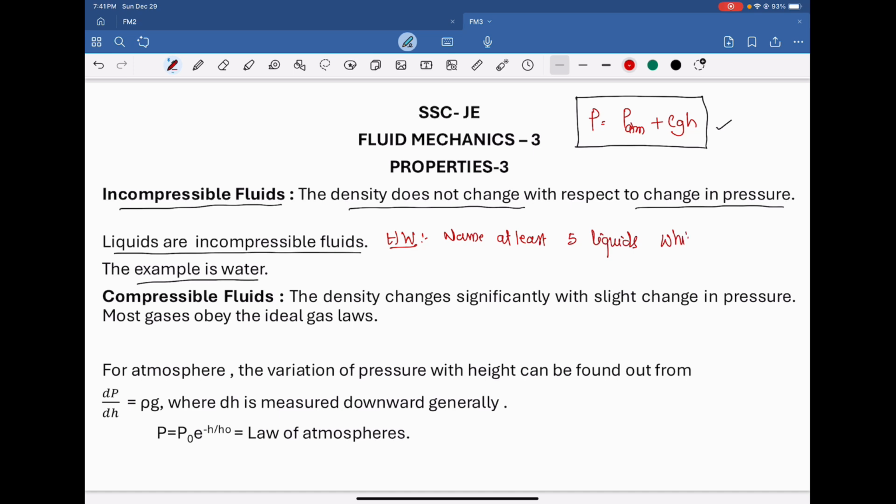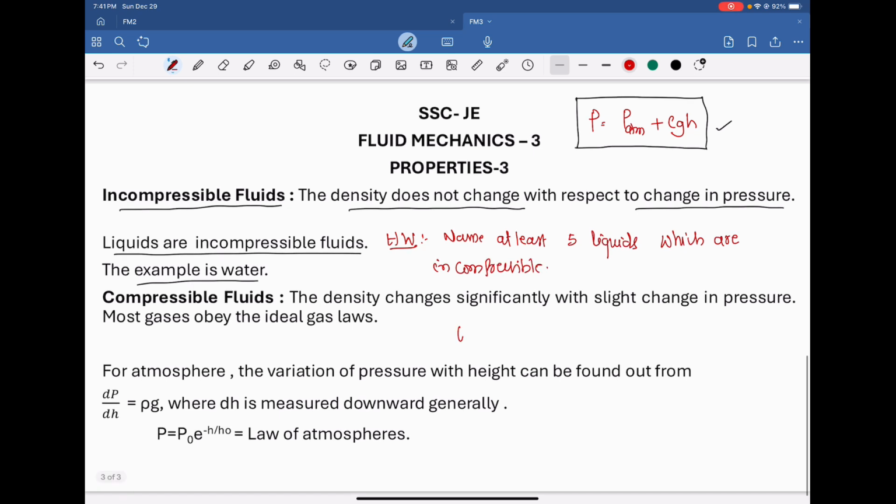Please try to understand incompressible fluids. The density does not change with respect to change in pressure. Liquids are incompressible fluids. The example is water. Now there is a slight homework I will give you.